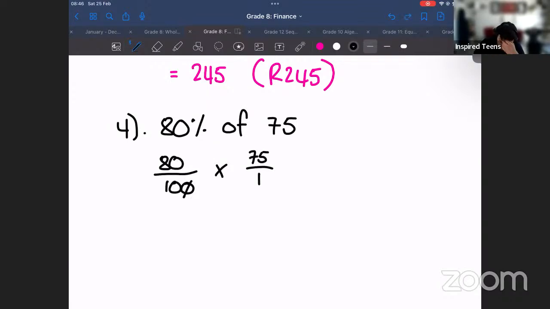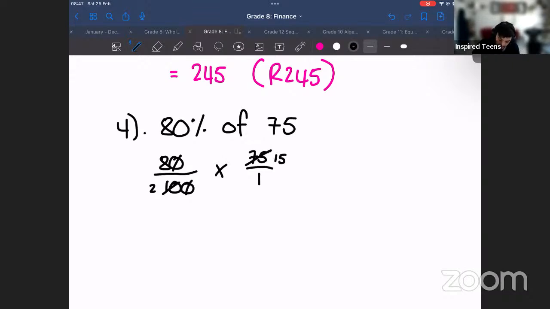So maybe I'll take 10. Basically I'm dividing both by 10. Remember, any numerator, any denominator. So I divide 80 by 10 and I divide 100 by 10. I get 8 and 10 respectively. Then I divide 10 by 5, I get 2. And when I divide 75 by 5, I get 15.